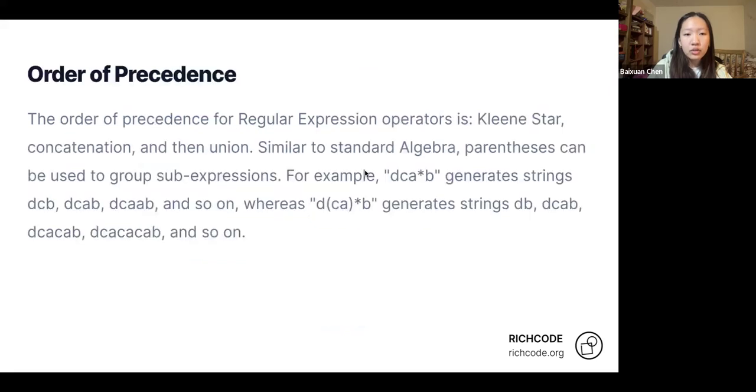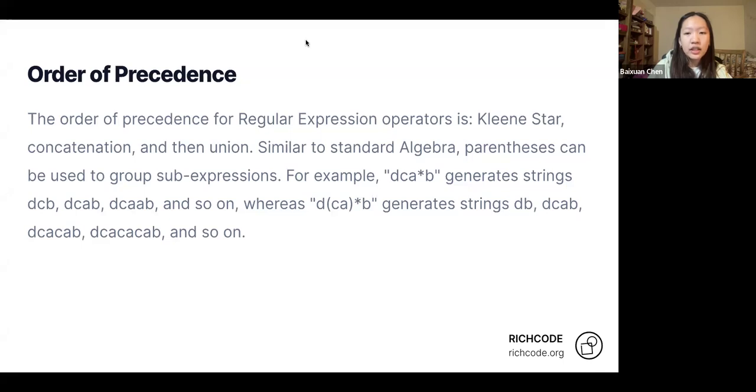There's also an order of precedence in regular expressions. First we have the Kleene star, the one we just went over, the one that can go an infinite number of times. Then we have concatenation, and then union. And it's similar to regular algebra, where parentheses can be used to group sub-expressions.